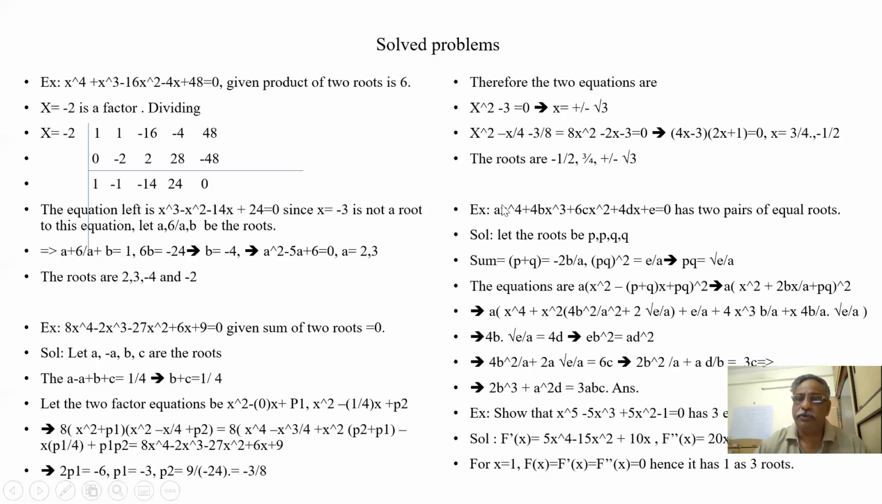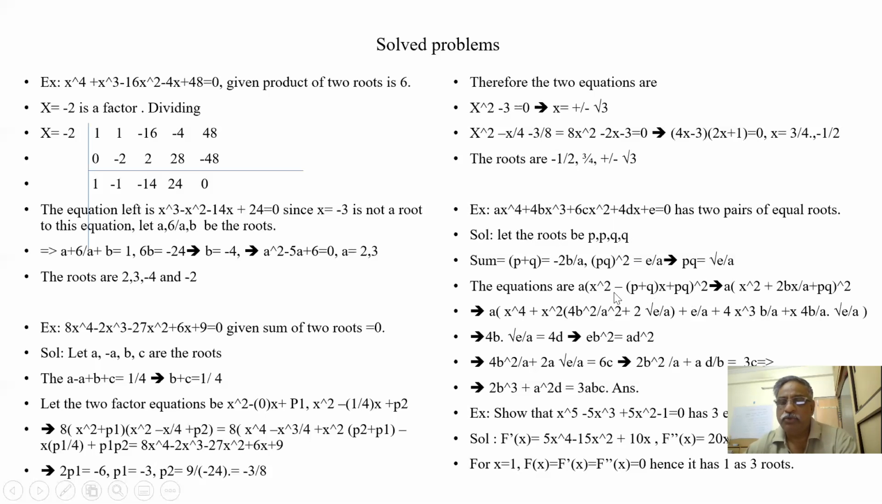Okay, we will go to the other one. So here general coefficients are given: a x power 4, b x cubed, c x squared, d x plus e has two pairs of equal roots. Let them be p, p, q, q. So I am taking two equations: x square, minus the sum of the roots into x, plus the product of the roots, whole square, because both equations are the same. I have taken p, q as one equation and p, q as the other equation.